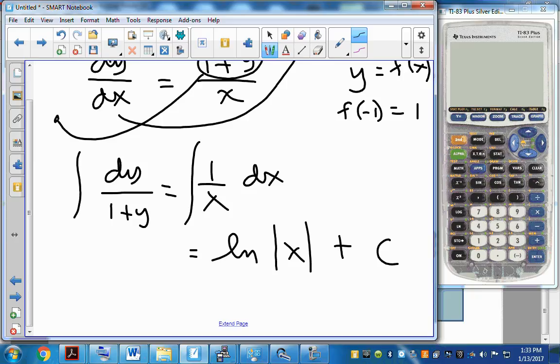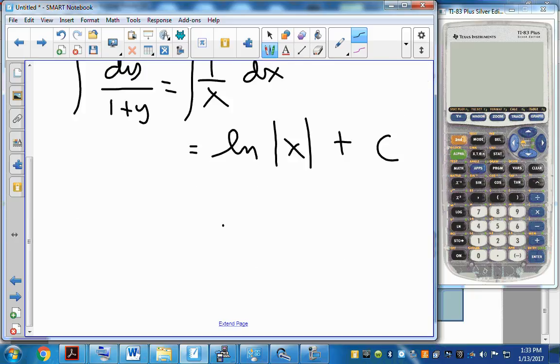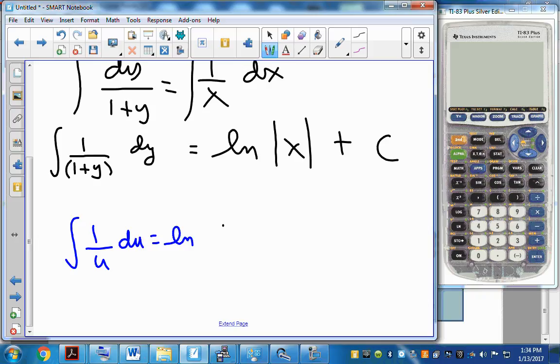How about on the left side? Well, let's see. Think of it like this. We have the integral of 1 over 1 plus y dy, like this. That's what we have. And if you go back and look at your integration rule, there was an integration rule that said if you've got the integral of 1 over ugly d ugly, that was the natural log of the absolute value of ugly, plus a constant. Well, we're going to put the constant on the right. Isn't this ugly? Not that terribly.